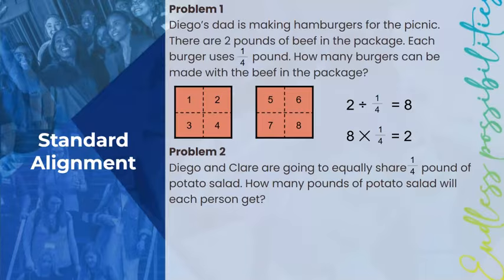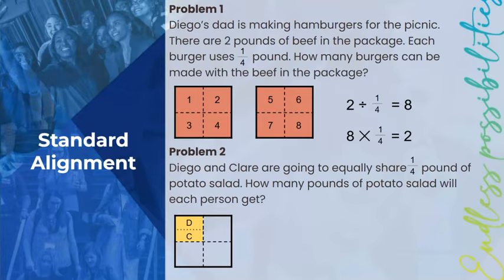In the second problem, the total being shared is 1/4 pound. So we begin with 1/4 pound. There are 2 people sharing the 1/4 pound. So this time we know the number of groups is 2, but not the size of the groups. If we partition the 1/4 into 2 equal shares, we can see the part that Diego and Claire would get. But how much is that?